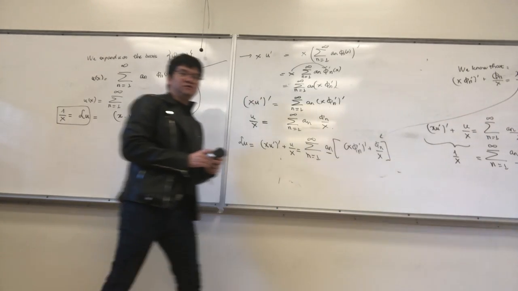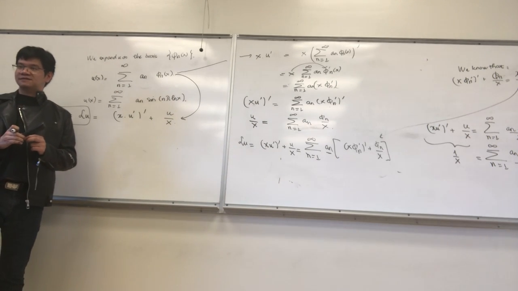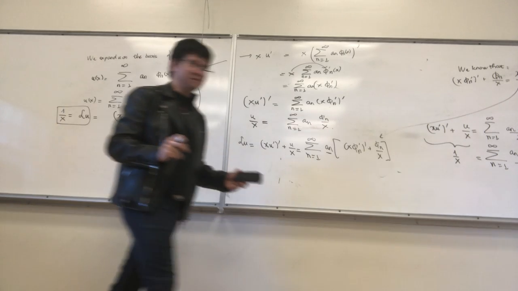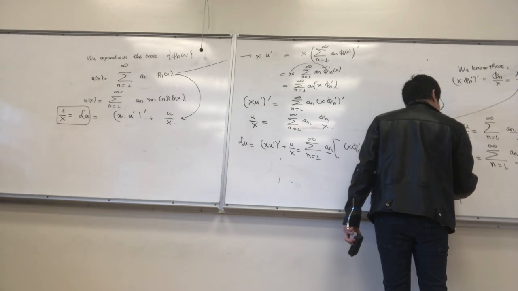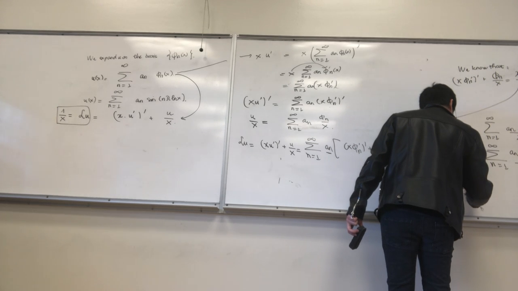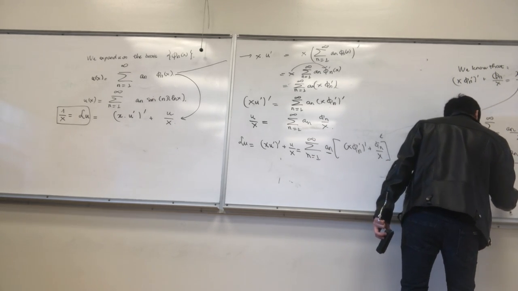Can I simplify this equation? So now I'm multiplying with x, and so I have 1 is the sum when n is going from 1 to infinity of a_n lambda_n phi_n.